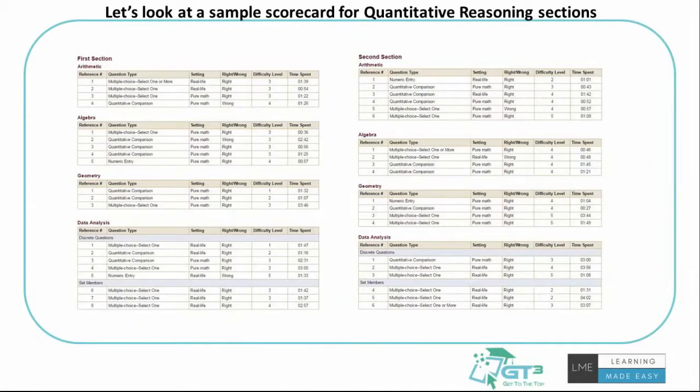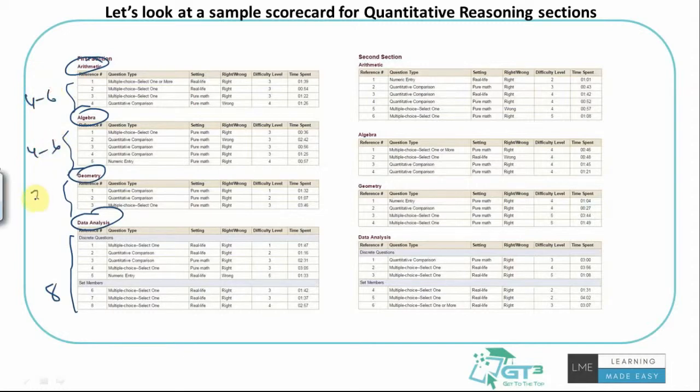To just give you a sense of it, let's look at a sample scorecard for quantitative reasoning sections. As I said, these are the 4 areas: arithmetic, algebra, geometry, data analysis. You see 8 questions, 3, 5, 4. If you remember if you have seen the earlier video, I said in the exam pattern 4 to 6, 4 to 6, 3 to 5 and 6 to 8. Again here I see 6, I see 4, I see 4 and I see 6 here.